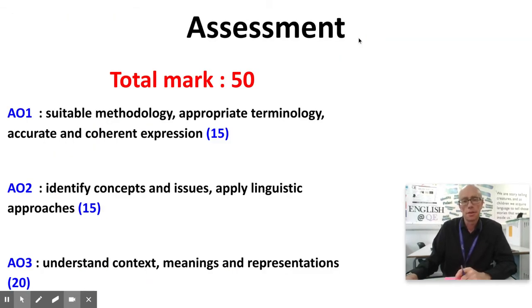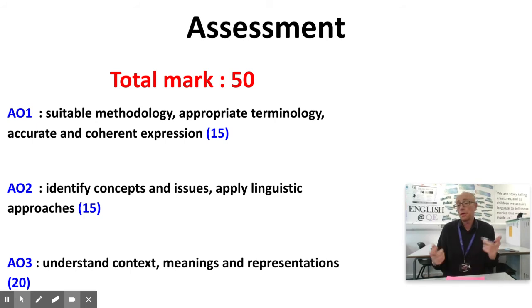In terms of the assessment, as I said, is out of 50. It's a mixture of AO1, AO2, and AO3. On the AO1, it's all about using suitable methodology. So your methodology is a really important element in this. It's about you using appropriate linguistic terms, and it's also about you guiding the reader with your accurate and coherent expression. So that's, yes, it is SPUG, spelling, punctuation, and grammar, but it's also about your ability, for example, to use well-shaped paragraphs that begin with topic sentences. So that's AO1, that's 15 out of the 50 marks.